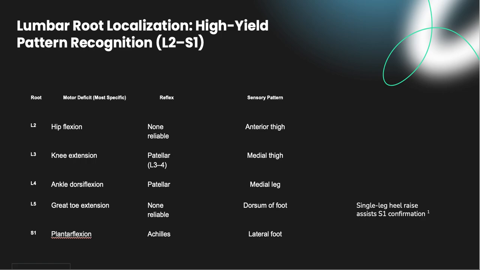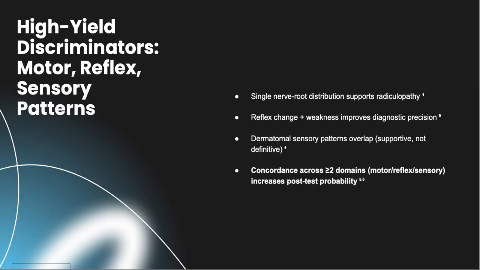Electrodiagnostic literature emphasizes that localization depends on concordance across domains, not isolated findings. Sensory findings may support the level, but distal overlap is common in the lower extremity. Localization confidence rises when motor deficit and reflex changes align within one root. Without concordance, reconsider the level or reconsider the diagnosis.